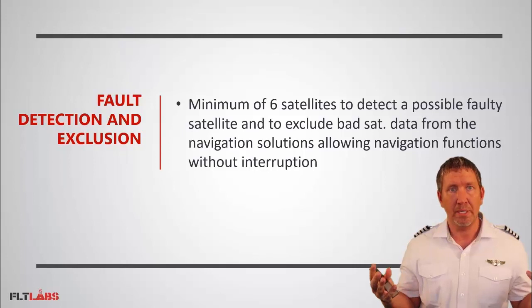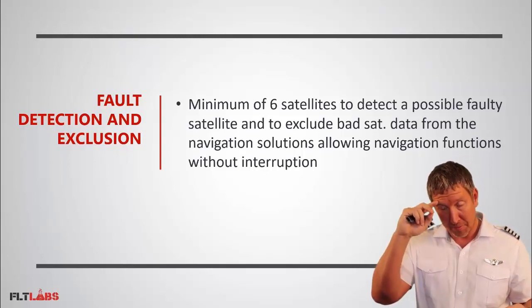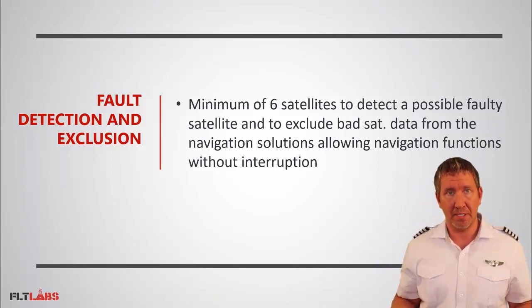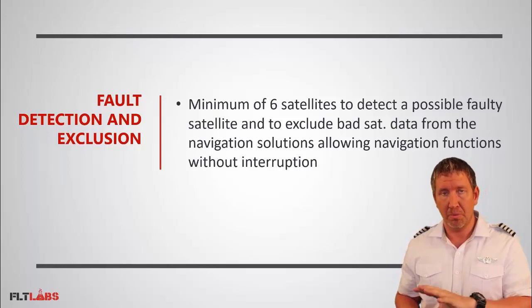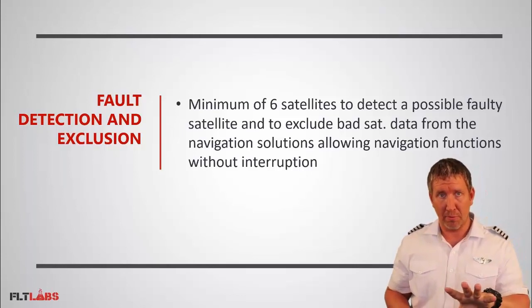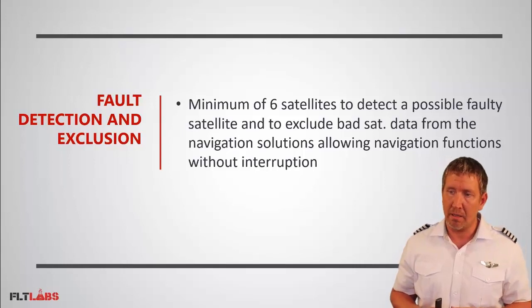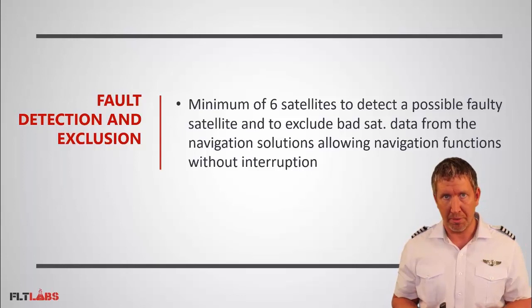So if we go back, what do we need for a 3D position? We need 3 plus baro altimeter. We need 5 for RAIM, 6 for fault detection and exclusion, and that's because we need to be able to take one and then throw it away, which will bring us back to 5, which is what we need for RAIM. Okay, so fault detection, we need 6 now, and that will be to exclude that bad satellite, allowing for nav function to continue without interruption.